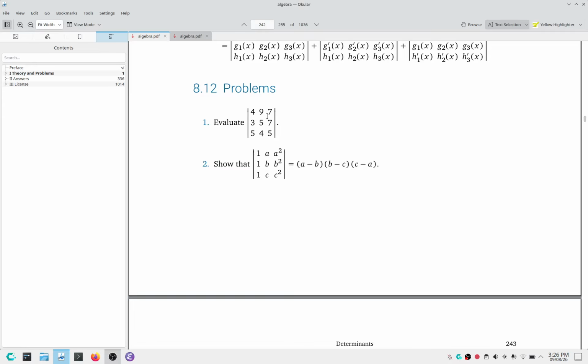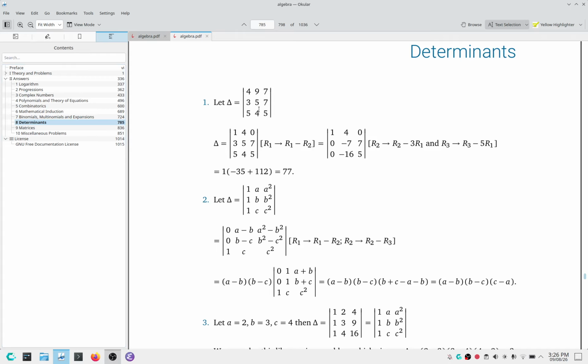Question 1 says evaluate this determinant. First row is 4, 9, 7, second row 3, 5, 7, and third row 5, 4, 5. Now the objective while you evaluate the determinant is to get as many zeros as possible. So we'll try to get as many zeros in the cells as possible. What we do is perform R1 = R1 - R2. So we subtract R2 from R1. So 4 minus 3 becomes 1, 9 minus 5 becomes 4, and 7 minus 7 becomes 0.